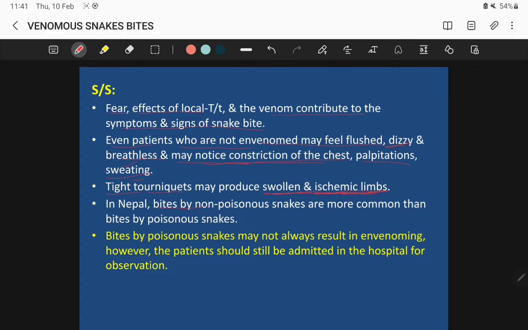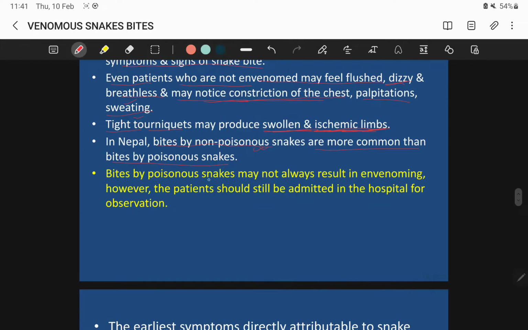In Nepal, bites by non-poisonous snakes are more common than bites by poisonous snakes. So you should always remember that. And bites by a poisonous snake may not always result in envenoming. However, the patient should still be admitted to a hospital for observation. Any bite by a poisonous snake may not always result in envenoming, right? So we should admit regardless, right?